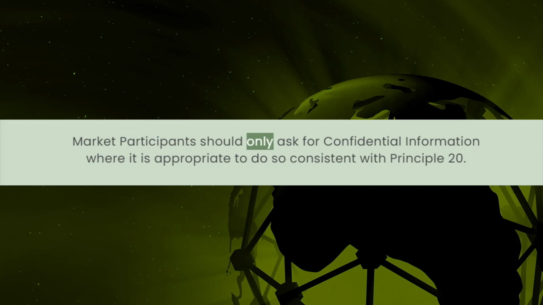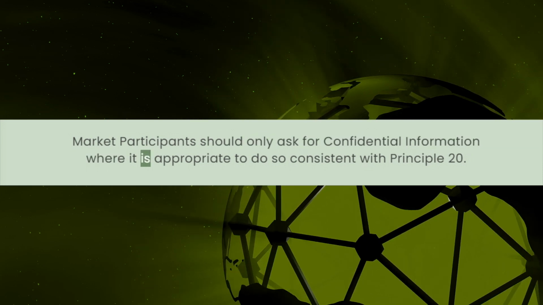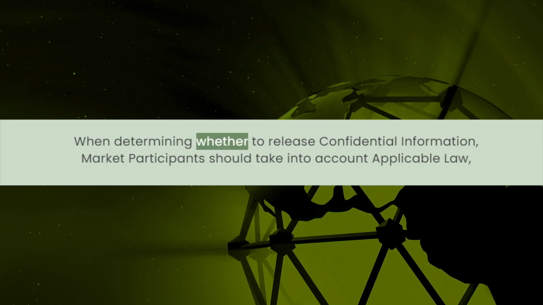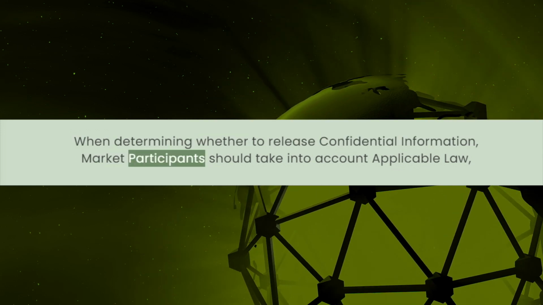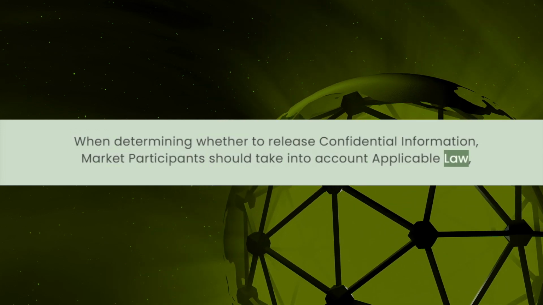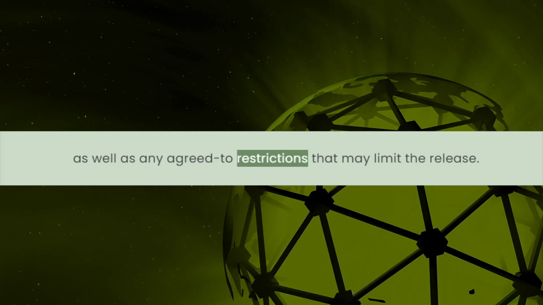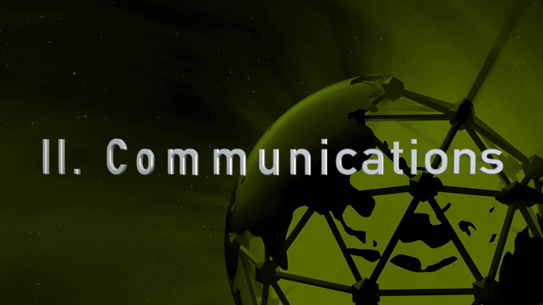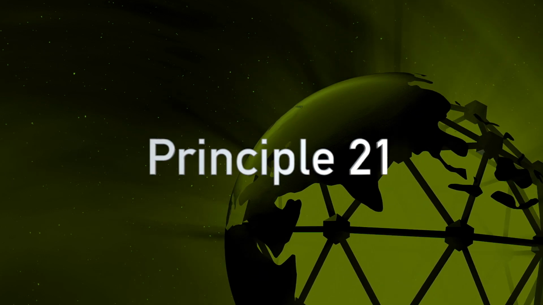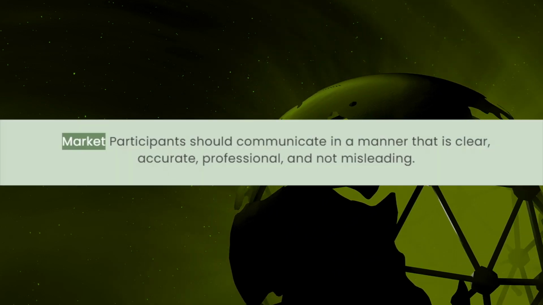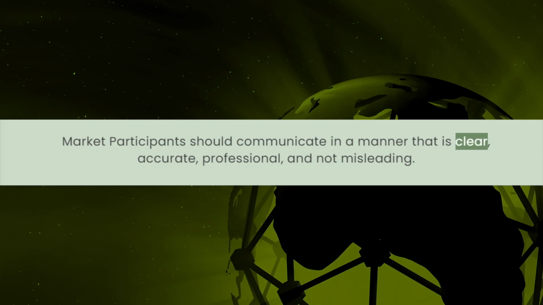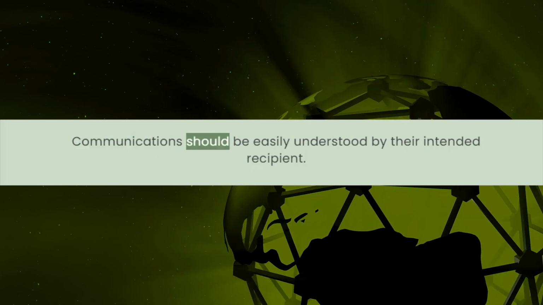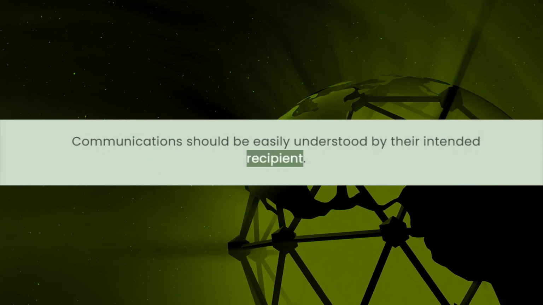Market participants should only ask for confidential information where it is appropriate to do so consistent with Principle 20. When determining whether to release confidential information, market participants should take into account applicable law, as well as any agreed-to restrictions that may limit the release. 2. Communications. Principle 21. Market participants should communicate in a manner that is clear, accurate, professional, and not misleading. Communications should be easily understood by their intended recipient.